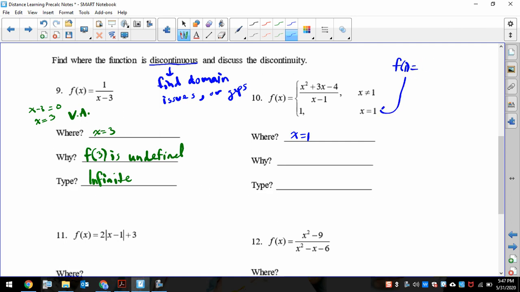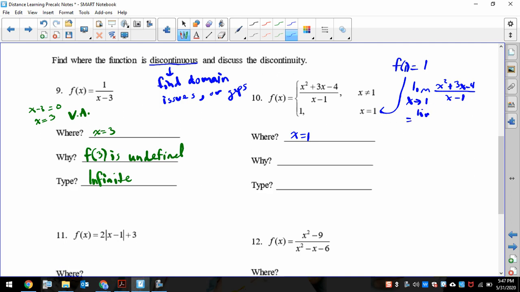Well, f of 1, since x is equal to 1, is 1. Then what is the limit? It's defined. What is the limit as x goes to 1? Well, the left-hand and right-hand sides are both on this function. Because if you're left of 1, that's not 1, so you go here. And if you're right of 1, that's not equal to 1, that goes here. So in both cases, left and right of 1, go to this x squared plus 3x minus 4 all over x minus 1.